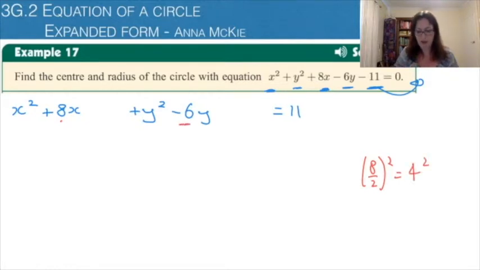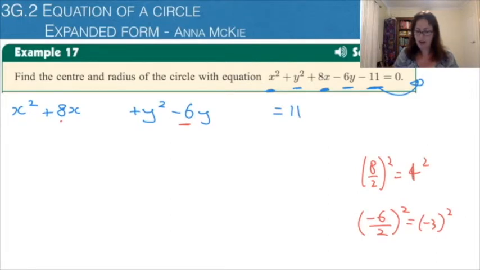The second one, the y term. So you take the coefficient of that y term, divide it by 2 and square it. Do not write 9. Think about what it's: -6 divided by 2. That gives us -3 in brackets, all squared.